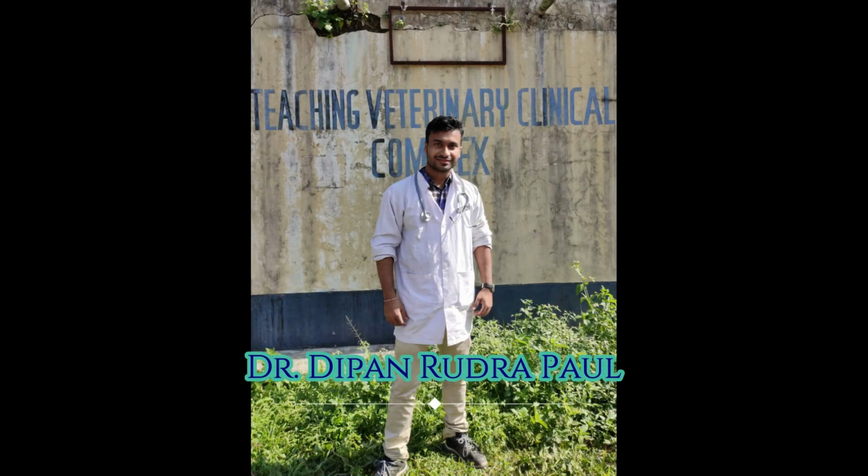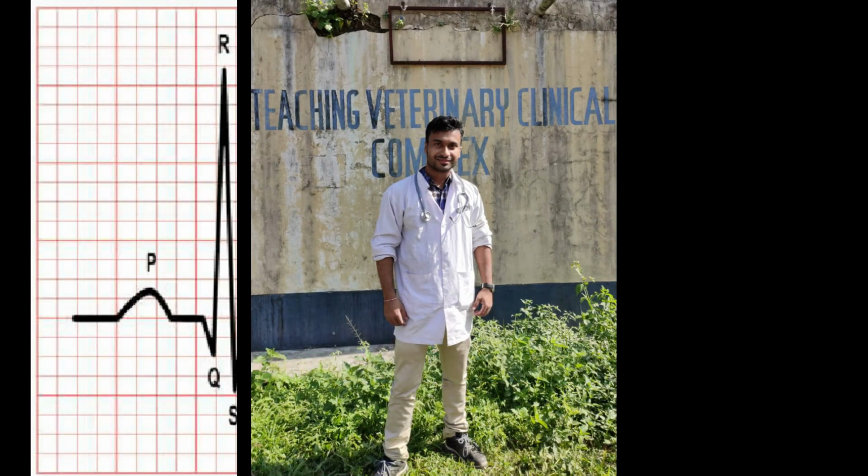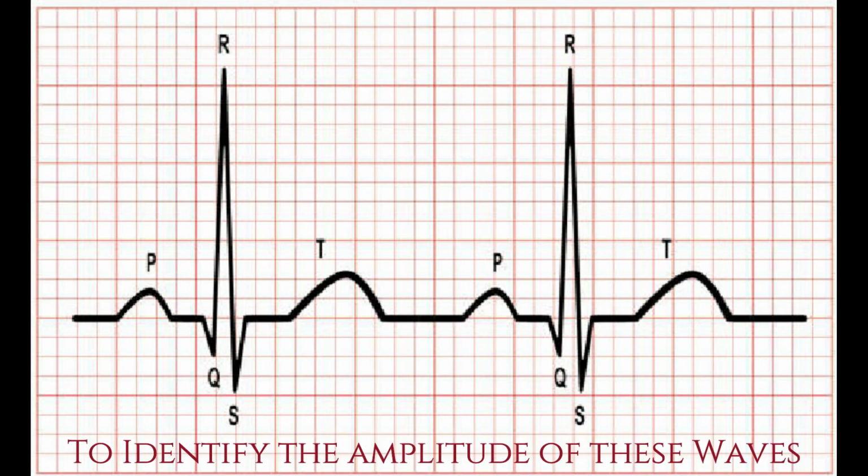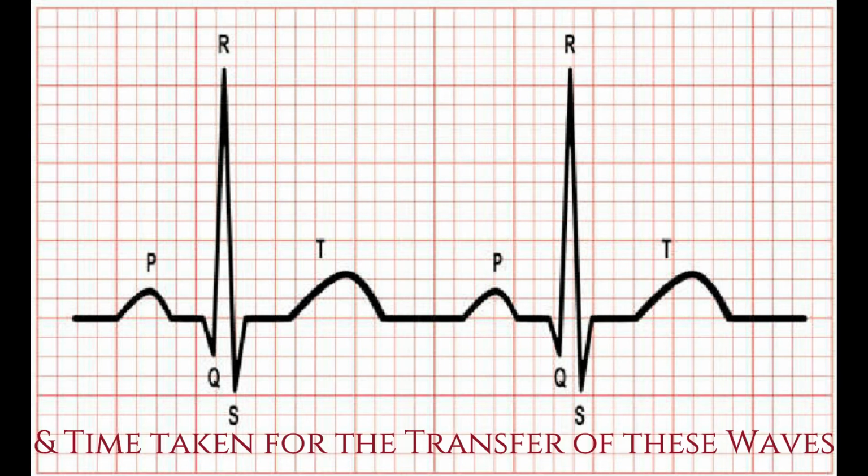Thank you, Dr. Solanki. The heart beats in every living being. The beating heart produces electrical impulses. We can put these electrical impulses on ECG paper to identify the amplitude of these waves and the time taken for the transfer of these waves.